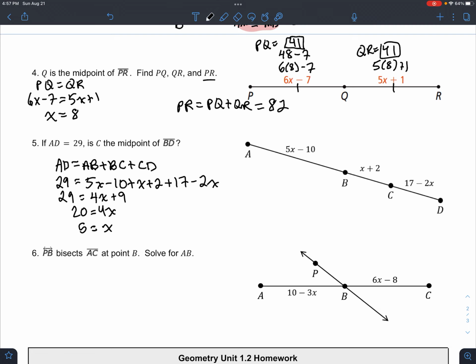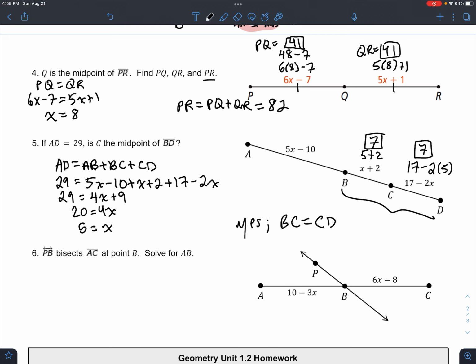Okay. So they want to know if C is the midpoint of BD. So we should probably go back to our picture and just note what these lengths are, because we're talking about this segment here. So if C is going to be the midpoint, it looks like it's going to have to be 7 on both sides. So let's double check, make sure this is going to be 7. And it is. So yes. And this is because BC is equal to CD. 7 is equal to 7.